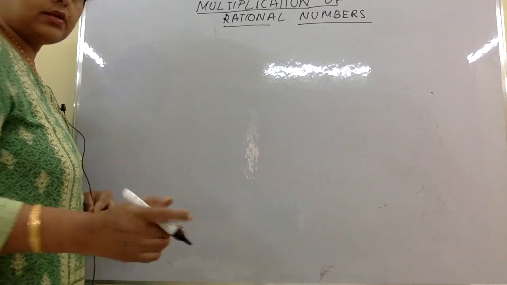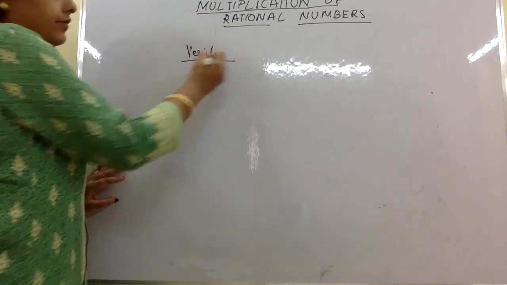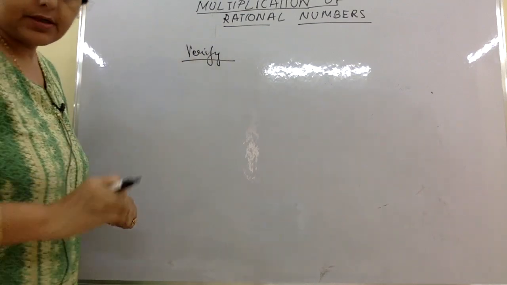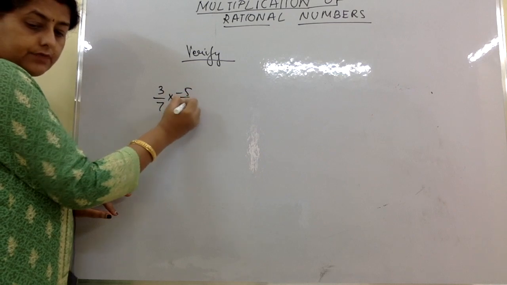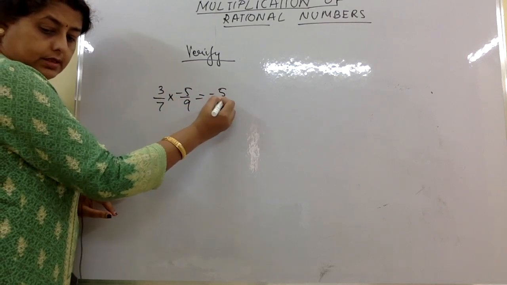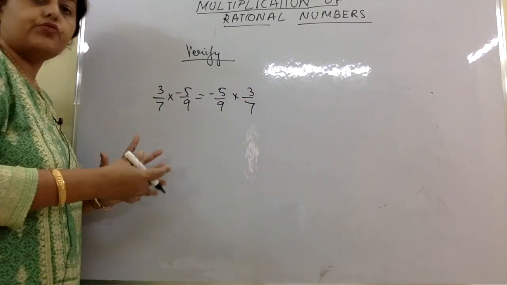Here they ask a question, verify. Now verify means what? Show whether it is correct or not. So here we have a sum: 3 by 7 into minus 5 by 9 is minus 5 by 9 into 3 by 7. They are asking us to verify this.